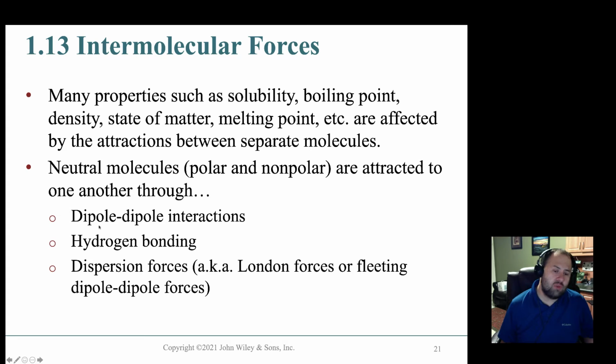The strongest forces are the hydrogen bonding. Then comes the dipole-dipole interactions. And lastly, you have the dispersion forces, also known as the London forces or the induced dipole forces. Those are the forces that come about merely by the random fluctuations of electrons within a molecule.